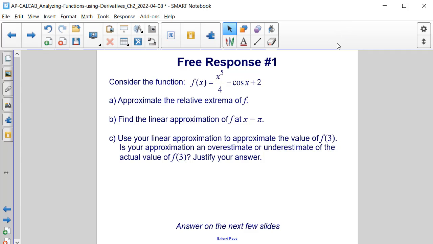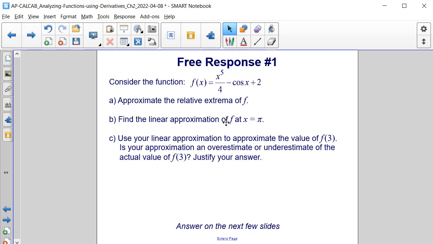Now let's try a free response question. Consider the function f of x is equal to x to the fifth divided by 4 minus cosine of x plus 2. And answer the following questions. Approximate the relative extrema of f.